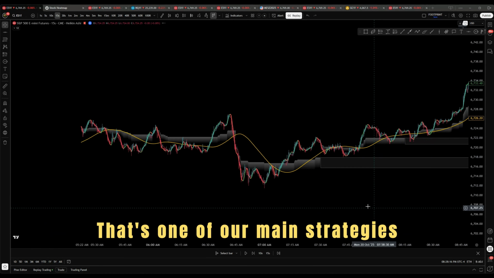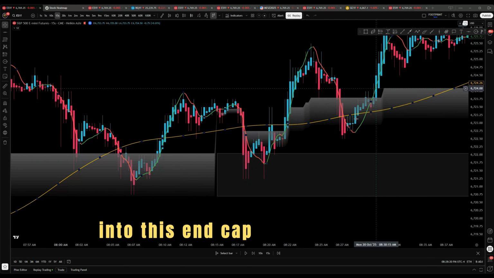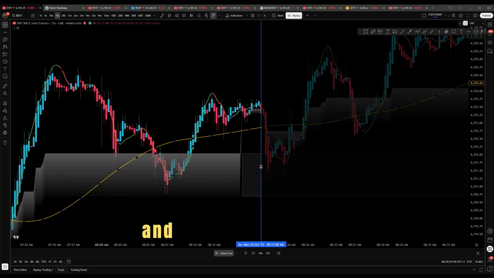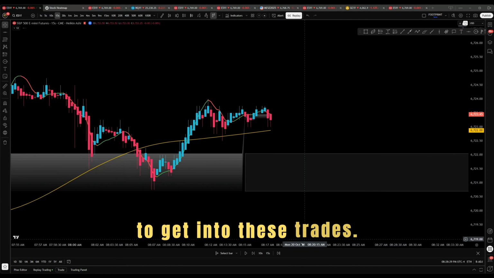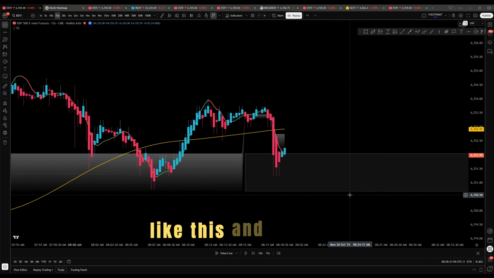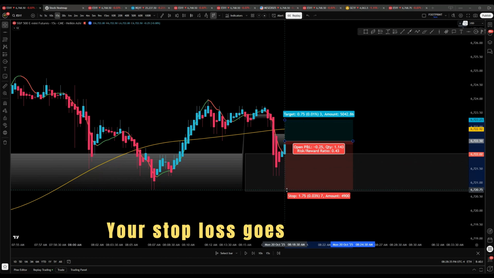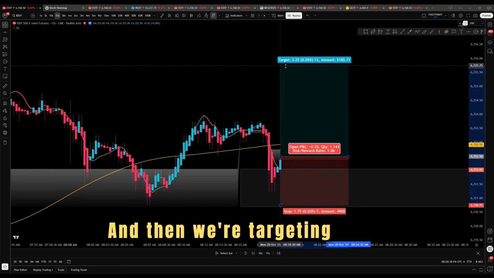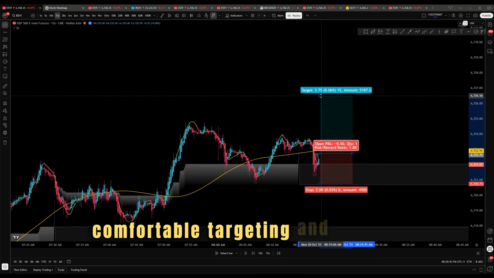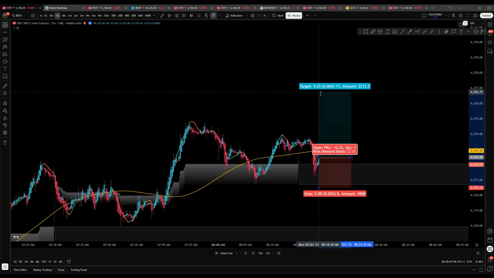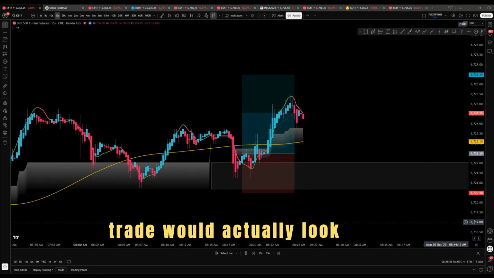It's one of our main strategies is rejections of those end caps. You see how price came down into this end cap and pushed up. This is what it would look like. And we have strategies for this already, videos based on how to get into these trades. But you would do something like this and then get into the trade right here. Your stop loss goes right here. And then we're targeting a 2-to-1 or whatever you are comfortable targeting. And just try to get that right there. There's the 2-to-1, and then there you go. And that's what that trade would actually look like.